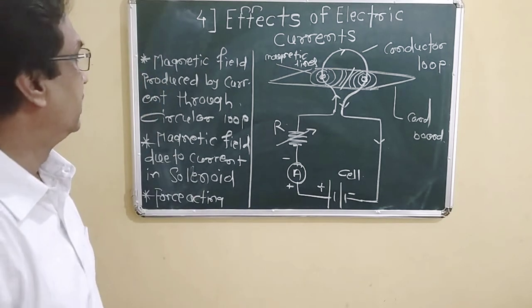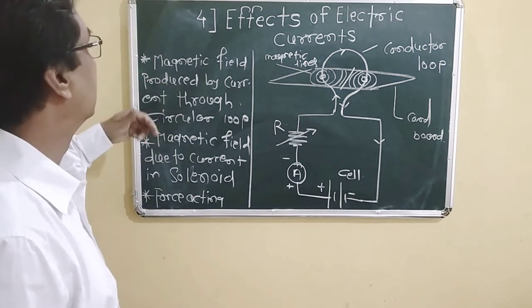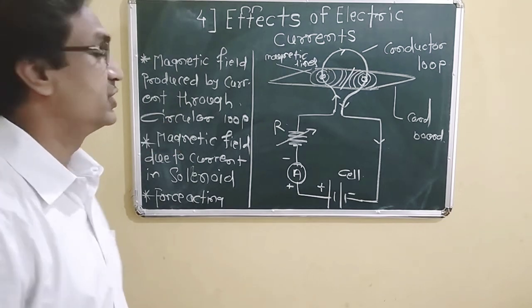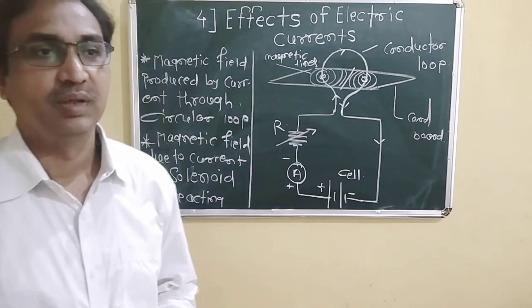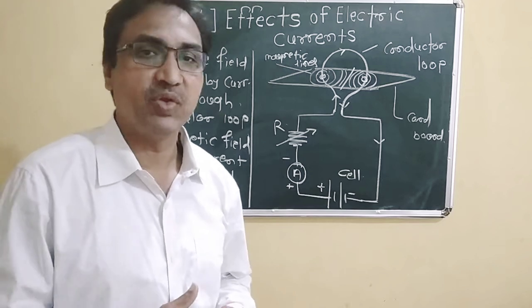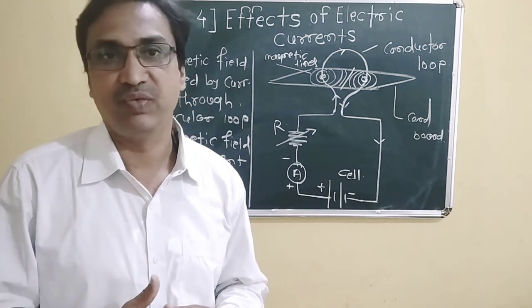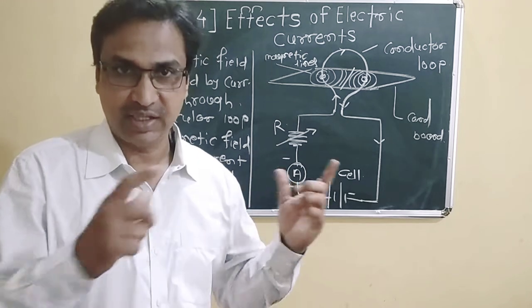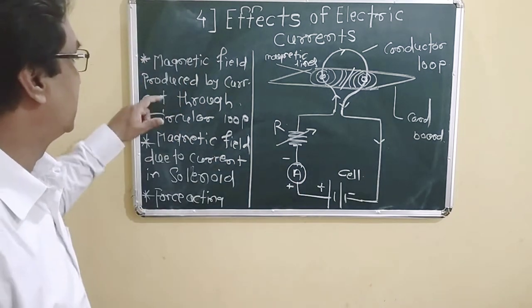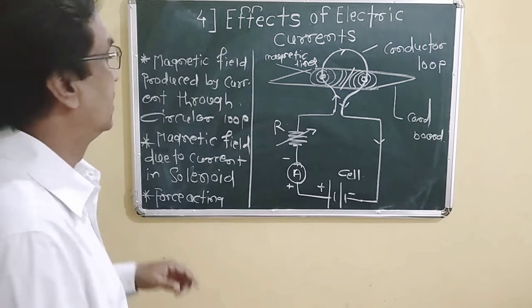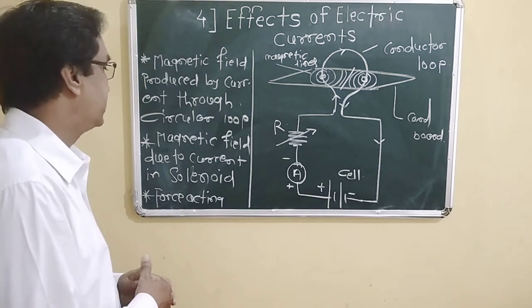Today we will discuss the magnetic field produced by a current through a circular loop. In a circular loop, when current is flowing, how the magnetic lines of force are aligned in the surrounding and what effects we have seen. This topic we will discuss today.